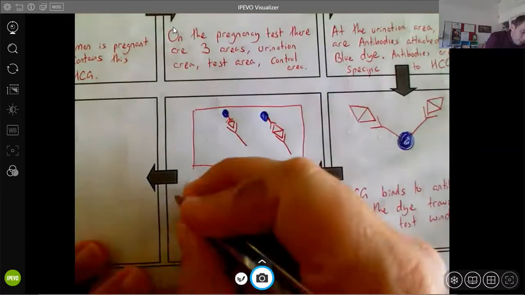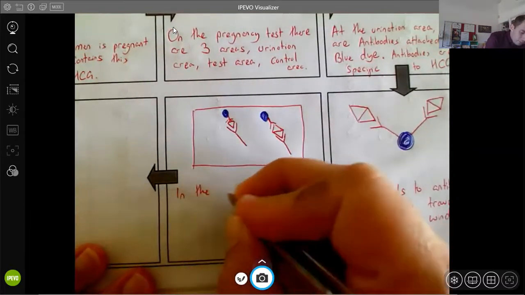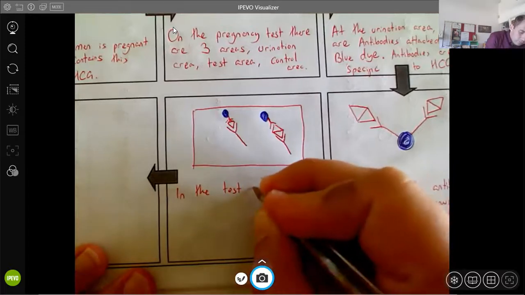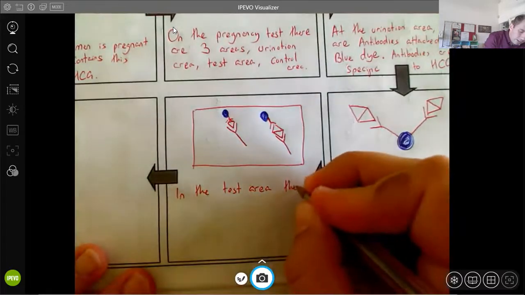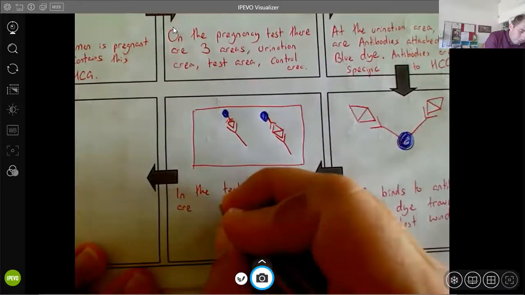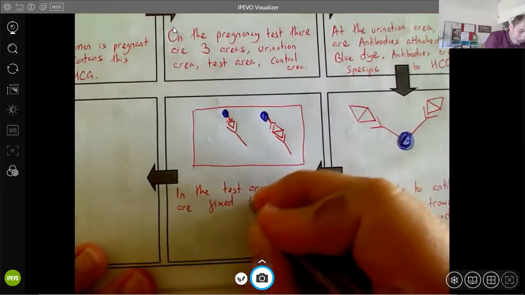And that tells the person they're pregnant. So in the test area, there are fixed antibodies.